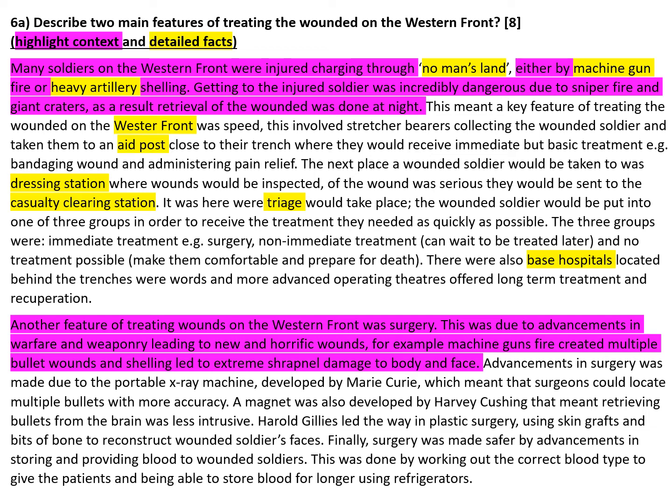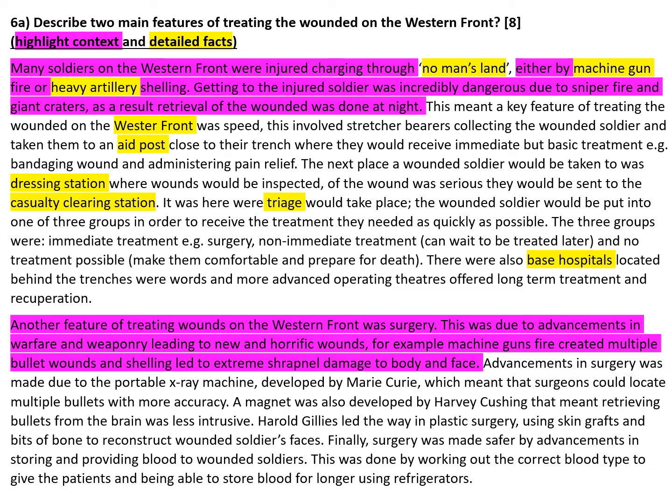So another feature of treating wounds on the Western Front was surgery. This was due to advancements in warfare and weaponry, leading to new and horrific wounds. For example, machine gun fire created multiple bullet wounds, and shelling led to extreme shrapnel damage to body and face. So that's why surgery was a feature.